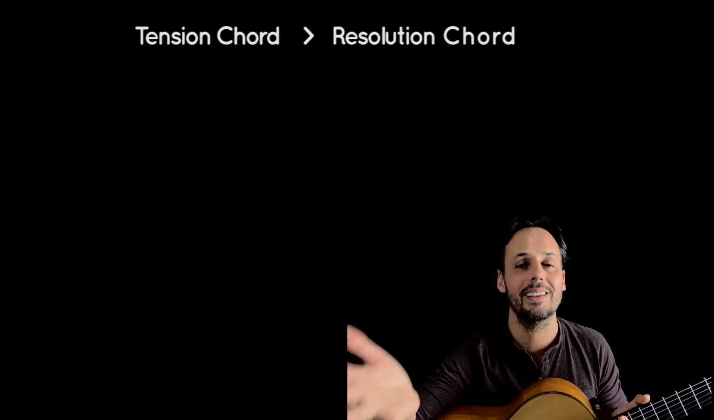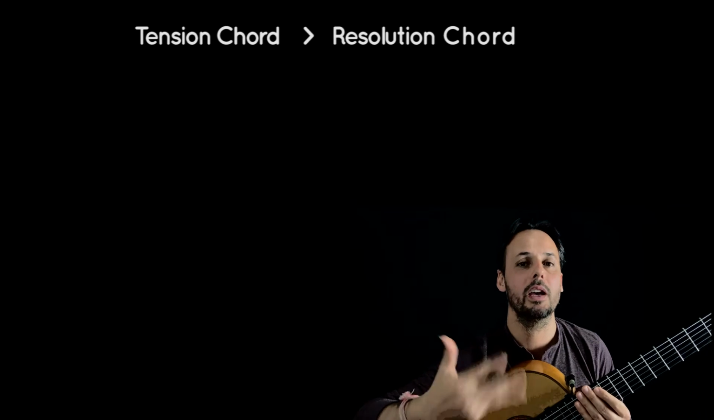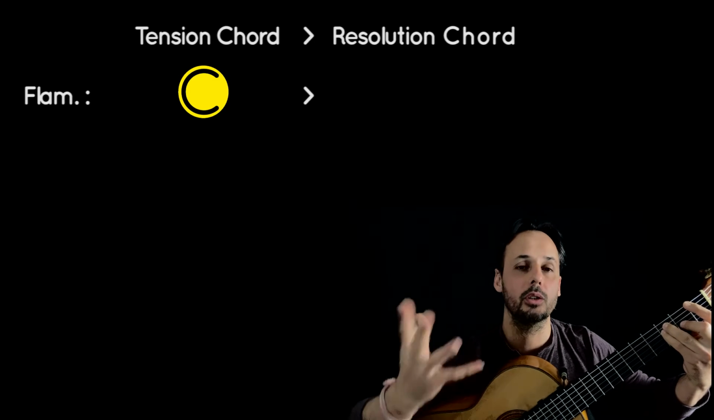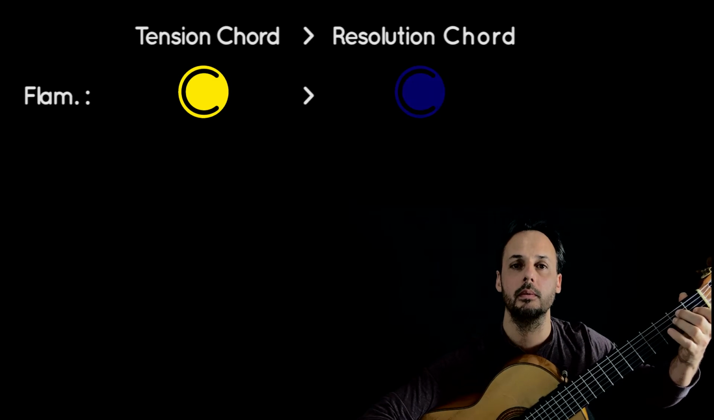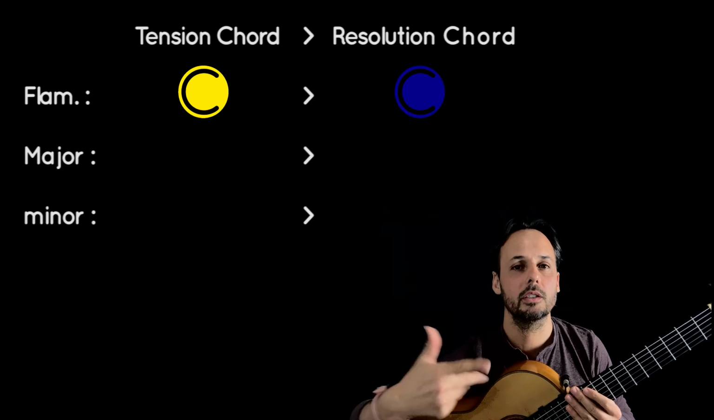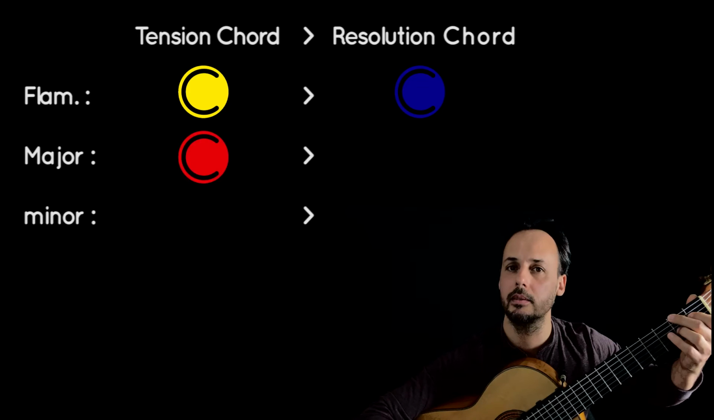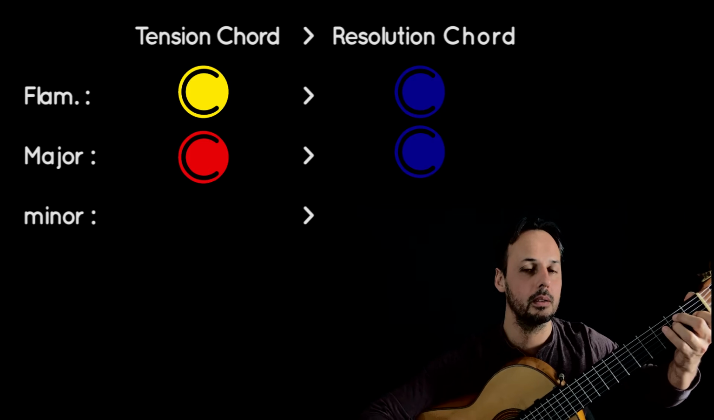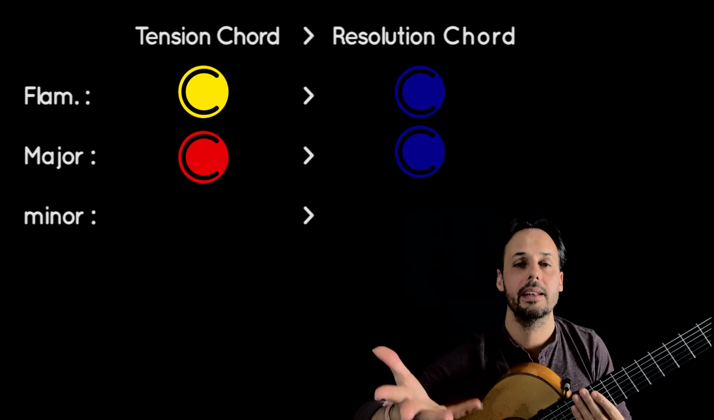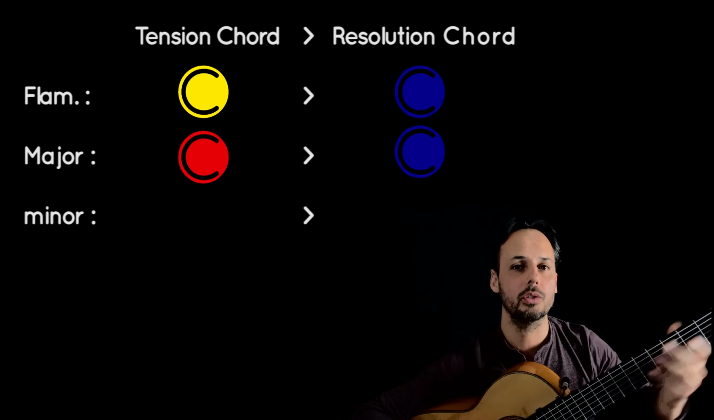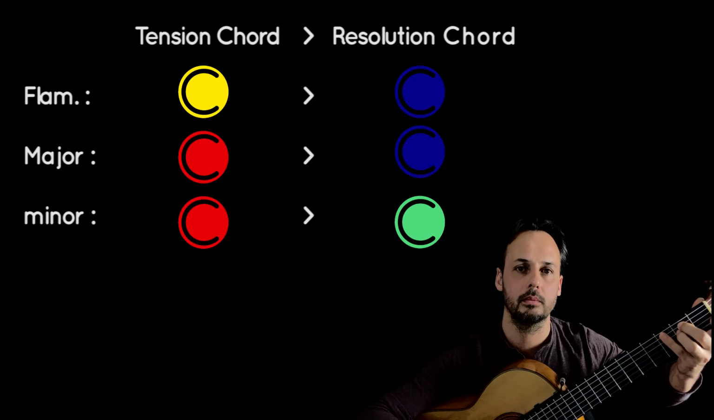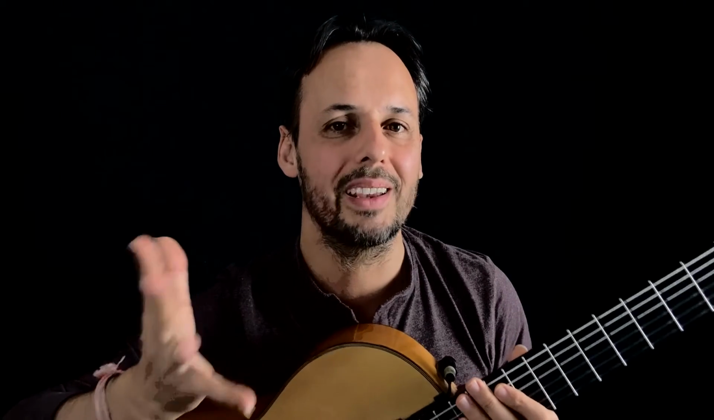We'll call them the tension chord and the resolution chord, and we'll give them different colors. Imagine we are in flamenco mode and the tension chord is yellow and the resolution chord is blue. And now we are in major, the tension chord is now red, but the resolution chord is blue. It's the same. And now in minor, the tension chord is also the red chord, but the resolution chord is green. So now you understand why it's confusing, right?